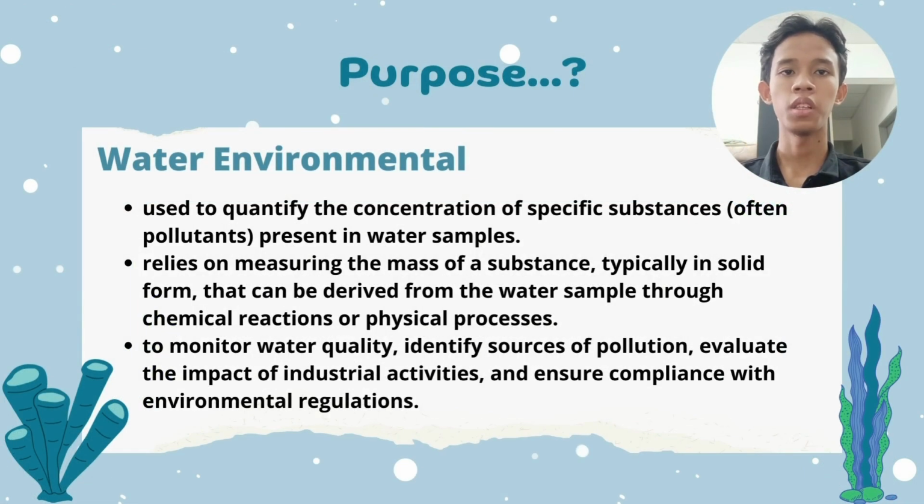One of the purposes of gravimetric analysis is in water environmental analysis. In the context of water environmental analysis, gravimetric analysis can be used to quantify the concentration of specific substances, often being the pollutant present in water samples. This analytical technique relies on measuring the mass of a substance, typically in solid form, that can be derived from the water sample through chemical reaction or physical process. This is done to monitor the water quality, identify the sources of pollution, evaluate the impact of industrial activities, and to ensure compliance with environmental regulation.